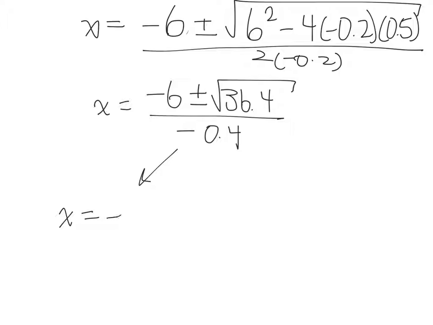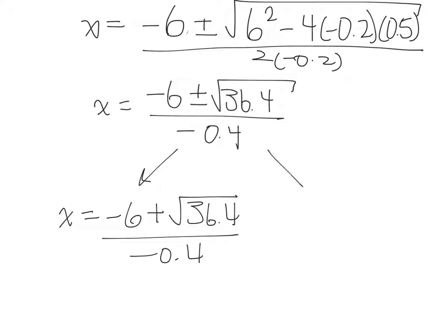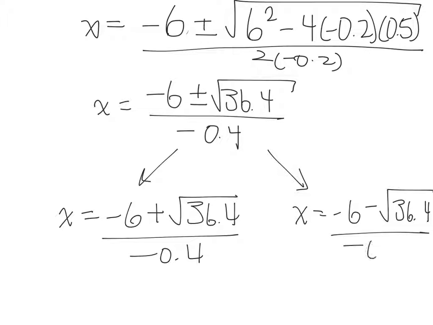One x-intercept is negative 6 plus root 36.4 over negative 0.4, and the other one is negative 6 minus that square root over negative 0.4. And they both have to be worked out in your calculator. Every single time you use the quadratic formula, you should get a very messy answer. That's what happens. We don't get nice answers because if they were nice answers, we should have been factoring.